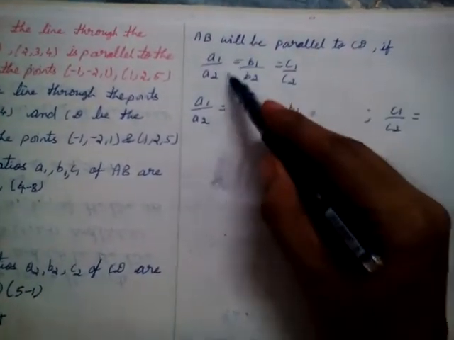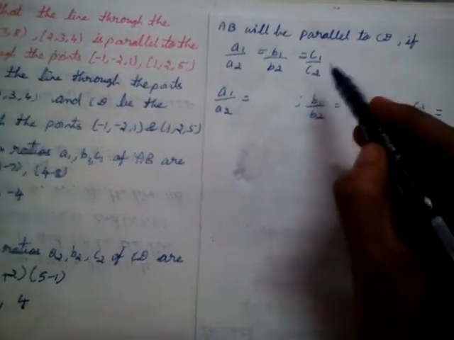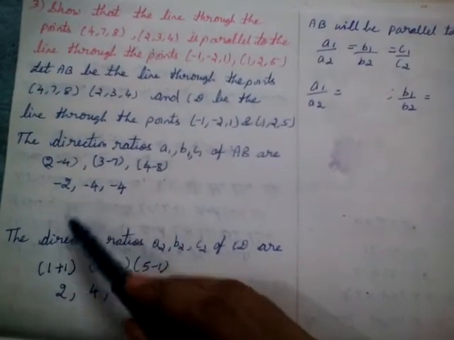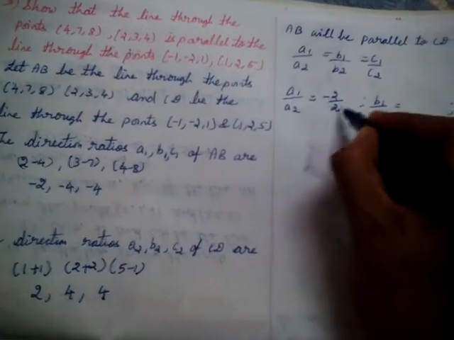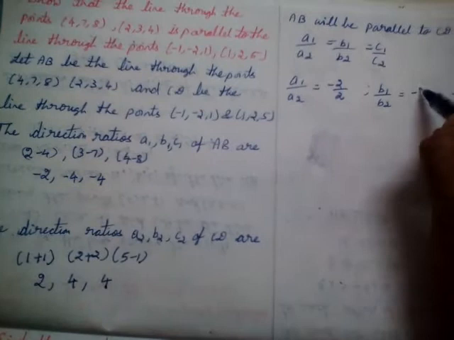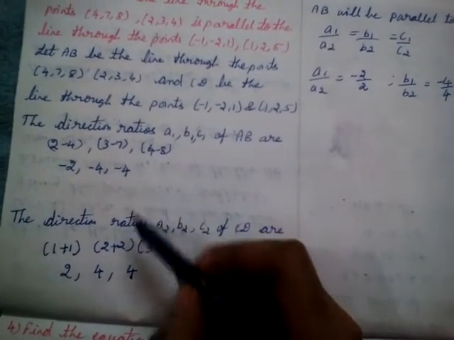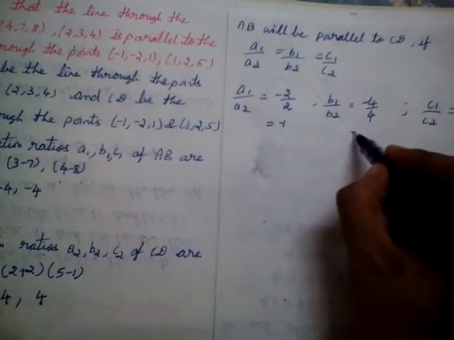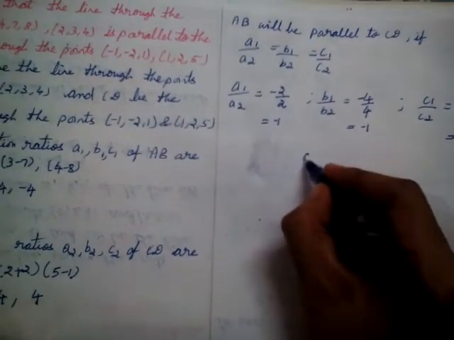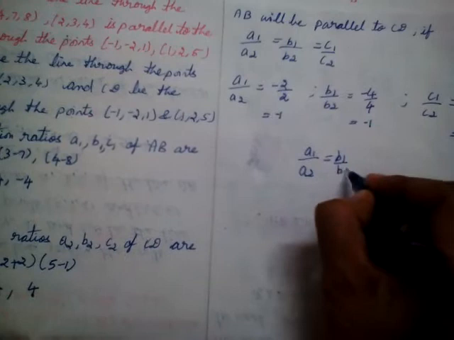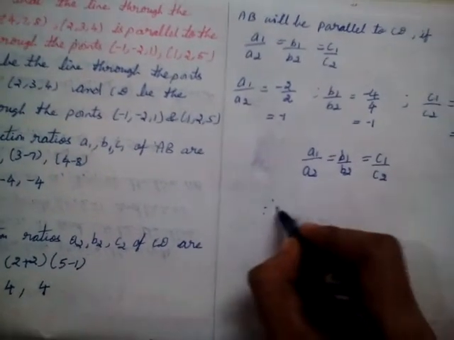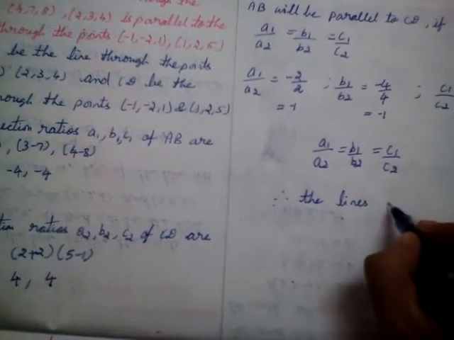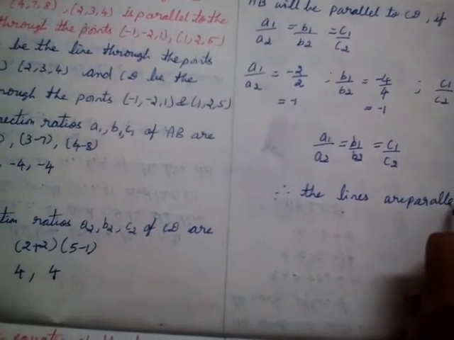Now AB will be parallel to CD if a1 by a2 is equal to b1 by b2 is equal to c1 by c2. So what is a1 by a2? Minus 2 by 2. What is b1 by b2? Minus 4 by 4. What is c1 by c2? Minus 4 by 4. What is this? Minus 1, this is also minus 1, this is also minus 1. So you got a1 by a2 equal to b1 by b2 equal to c1 by c2. Therefore, the lines are parallel.